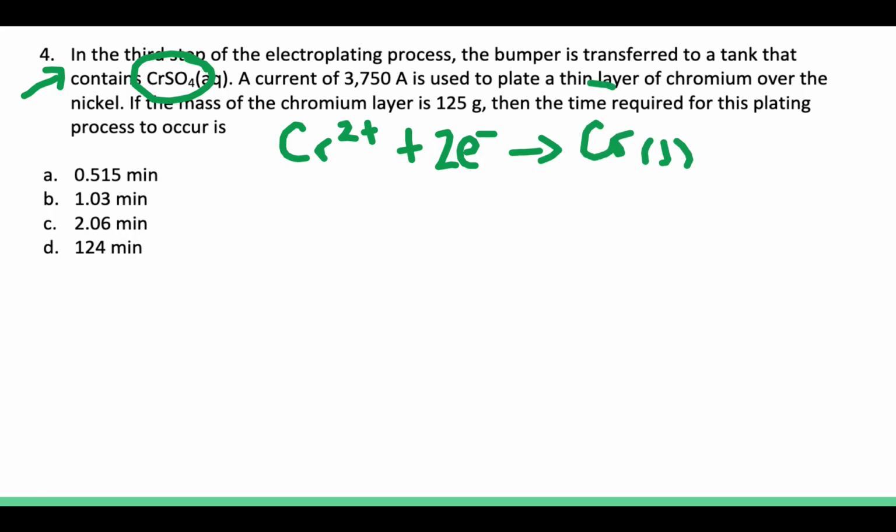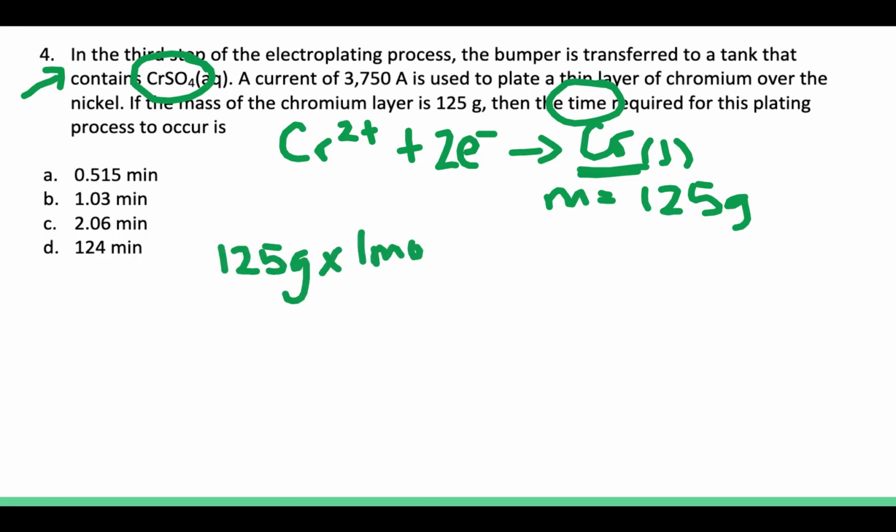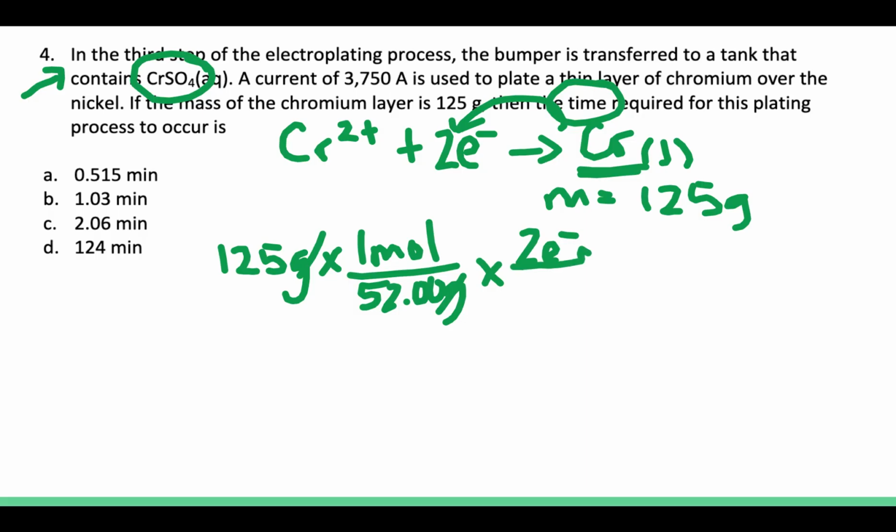So if it's asking about the time, we are going to use the formula, but we need to get to moles of electrons first. So we would set this up and get that solid chromium, which we know the mass of is 125 grams. So you'd have 125 grams, and you want to multiply this by the molar mass of chromium, which is 52. That way grams can cancel. Now to use the formula, you need moles of electrons. So now we can use the mole ratio to turn moles of chromium into moles of electrons. And then we have 1 mole of chromium, so that will cancel.